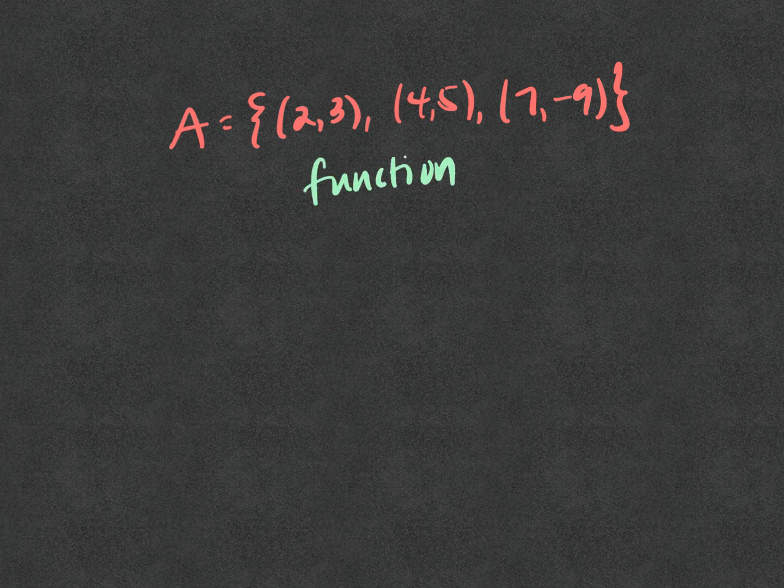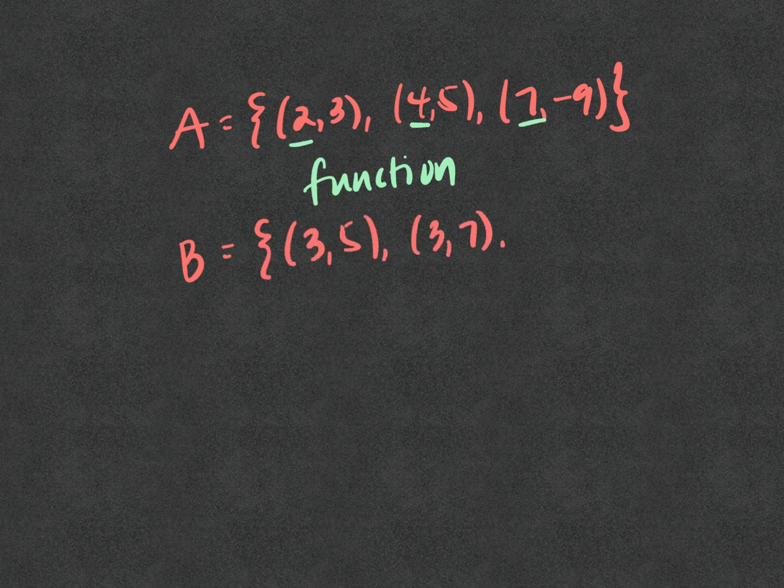Because 2 gets mapped. The x value of 2 has a y value of 3. The x value of 4 has a y value of 5. The x value of 7 has a y value of -9. Hence, no repeated x's. See how all the x values are different? Definitely a function. Set B, let's say we have (3, 5), (3, 7), and (4, -2).